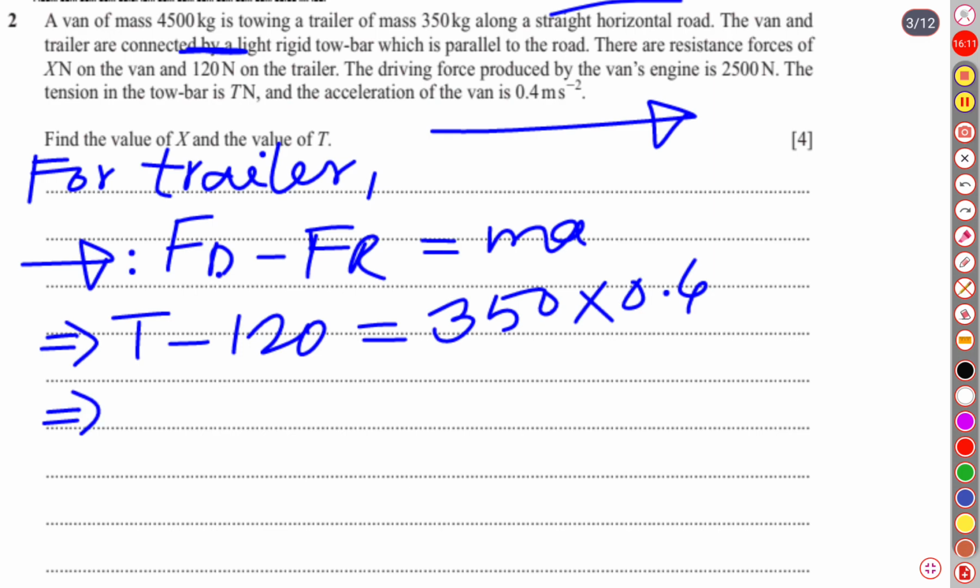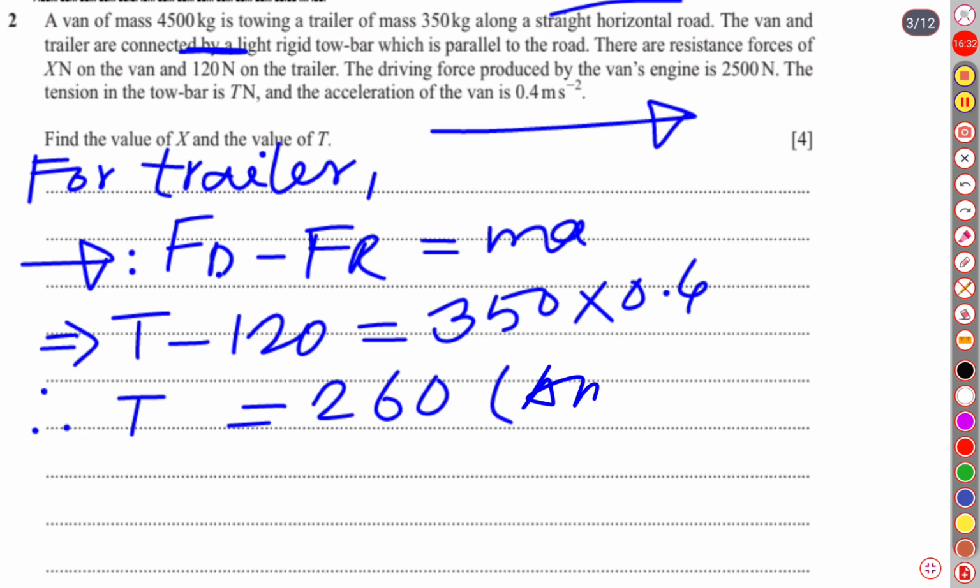So our tension is going to be, let it be the final step, hence 350 times 0.4. This is going to be 140. 140 plus 120 is equal to 260. So T is equal to 260, the first of the answers.